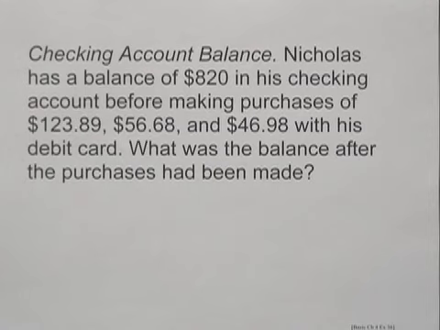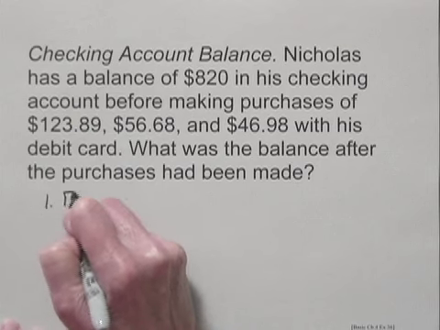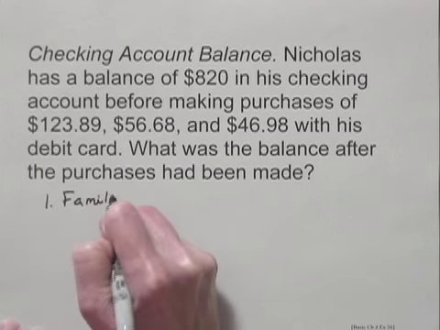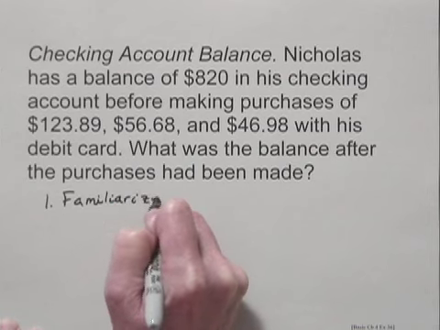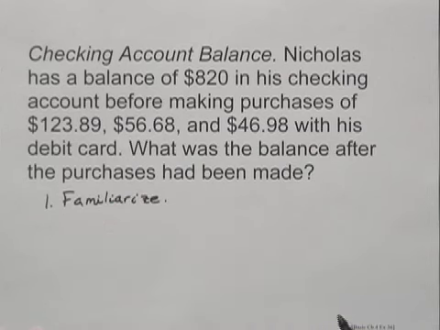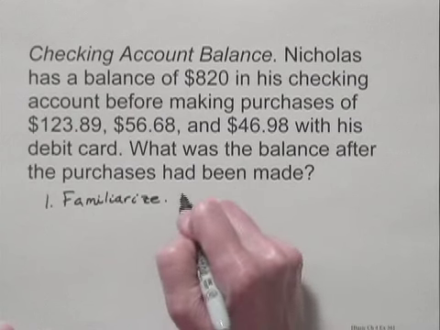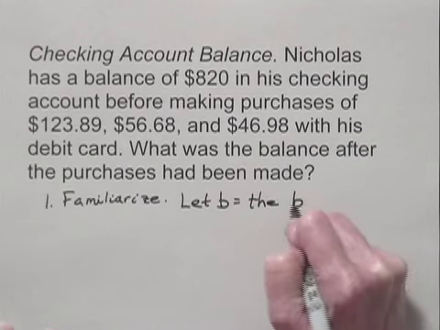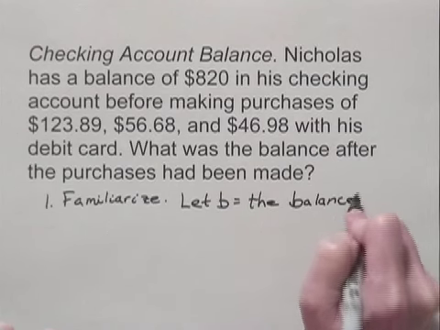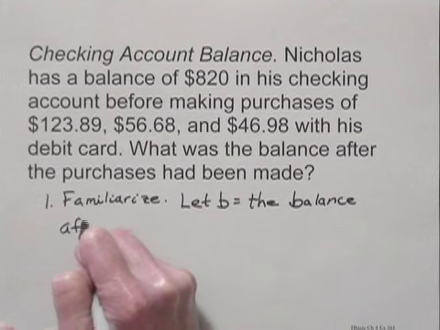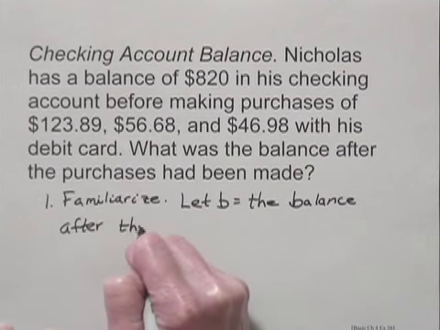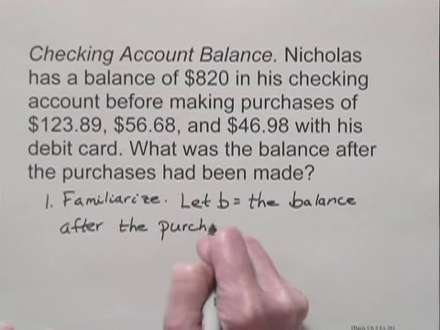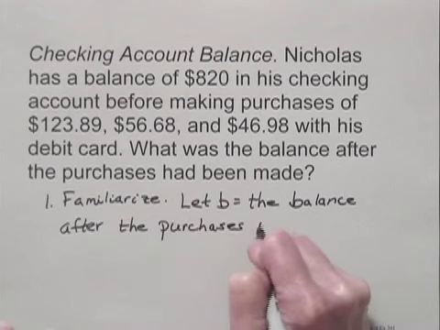Well, we'll use the 5-step problem-solving process, familiarizing ourselves with the problem first. You might want to reread the problem, making sure what each number represents and how we'll use them. And we'll also assign a variable to the balance in the account after the purchases had been made. And let's let that be equal to B. So we'll let B be the balance after the purchases were made.